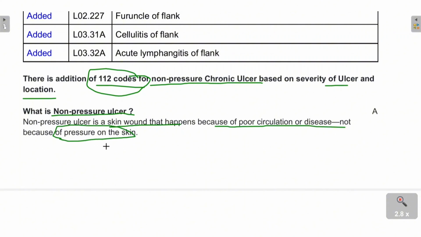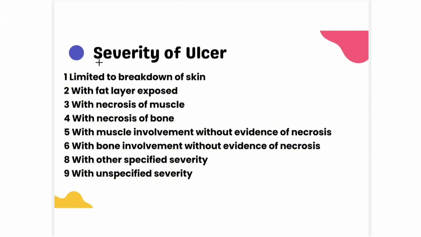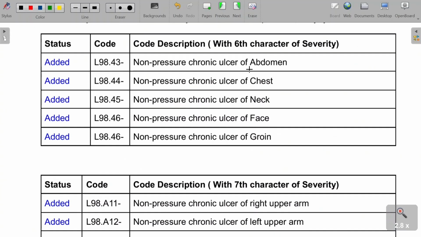As we know, for any ulcer code, the code is divided as per severity. Severity such as with fat layer exposed, bone exposed, muscle exposed, and others. The newly added codes are for non-pressure chronic ulcer of the abdomen, neck, chest, face, and other new locations.